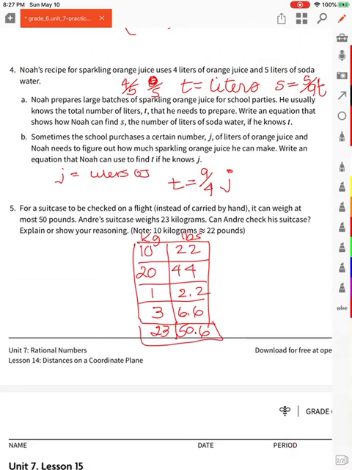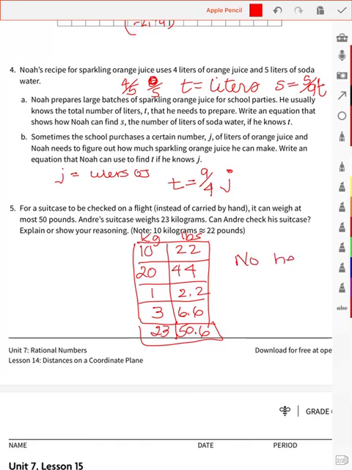Okay, so if it's 23, it goes over by a little bit. So no, he cannot check in his suitcase. So that'd be 50.6 pounds, and it's just slightly over, but they will not allow that on the airlines if you've ever flown. It has to be under.